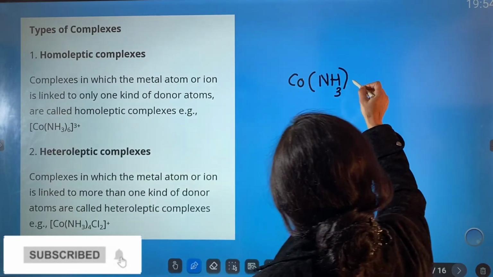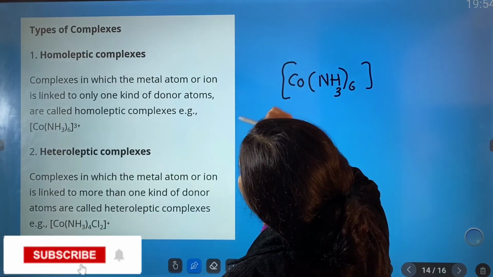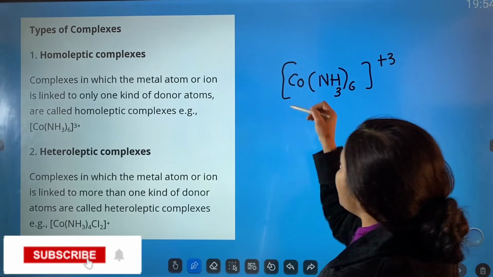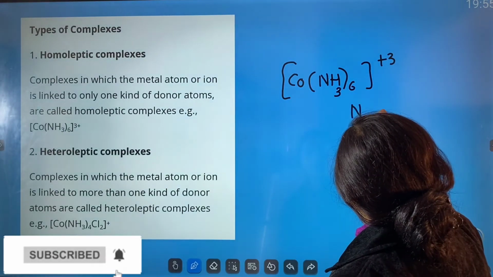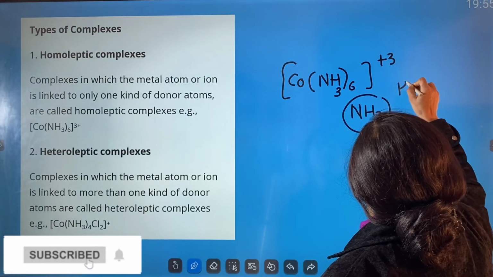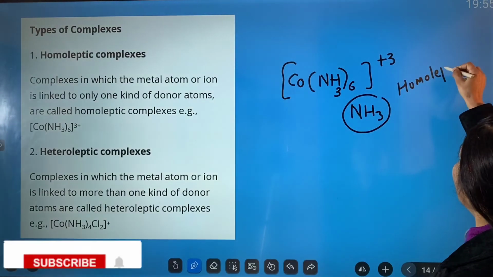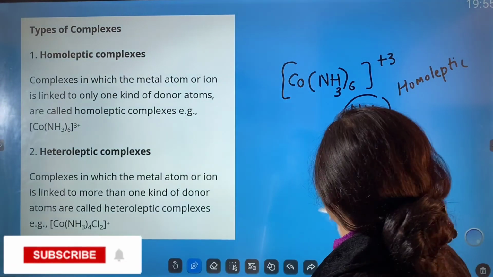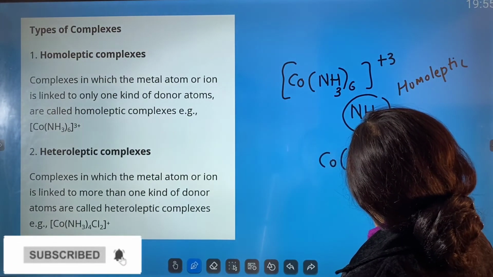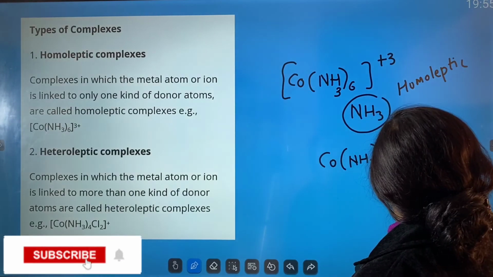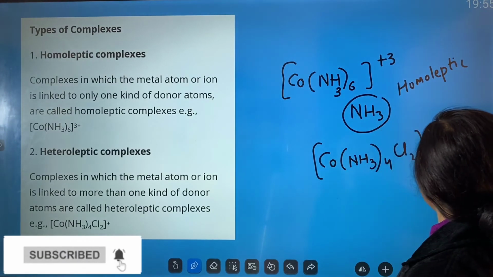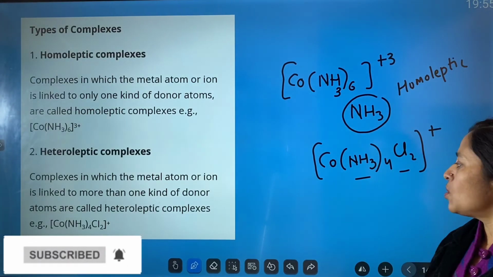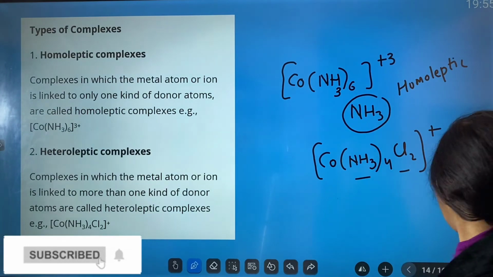here you can see 6 ammonia molecules have been bonded with the cobalt. So all the ligands are of the same type, that is ammonia. So it is homoleptic. Now if the ligands that are bonded are of different types, for example, here you can see we have 2 different types of ligands, that is ammonia and chlorine. So they are of different types, so it is heteroleptic.